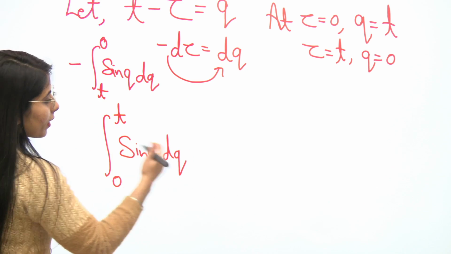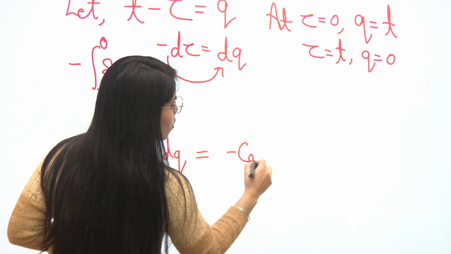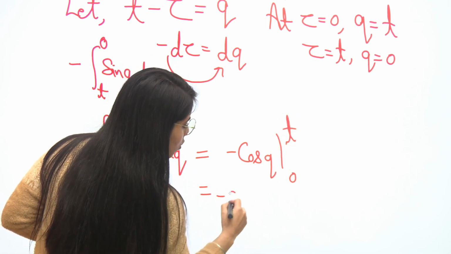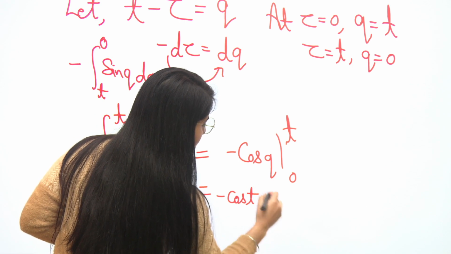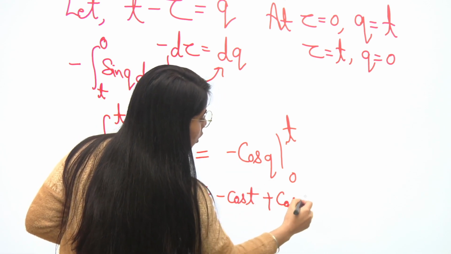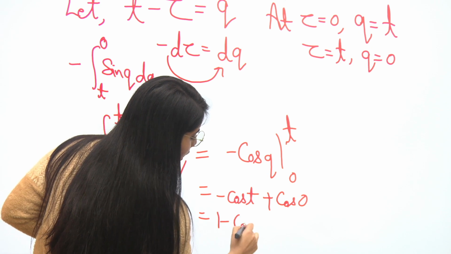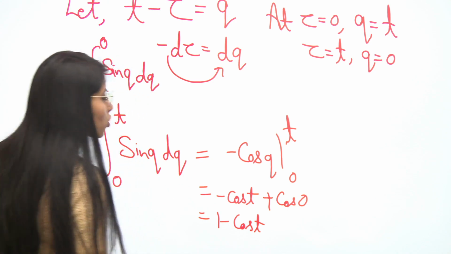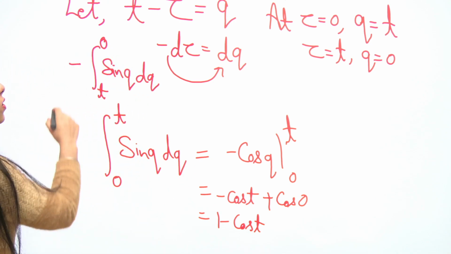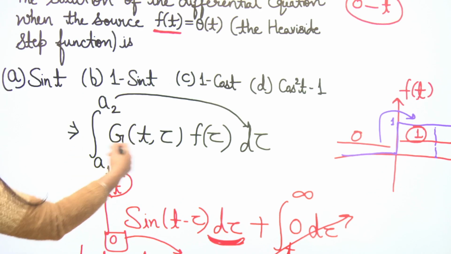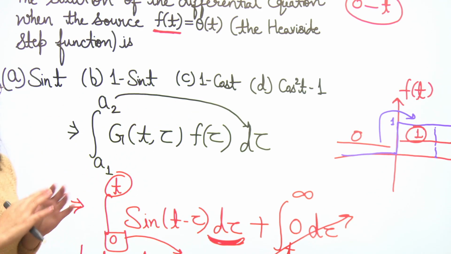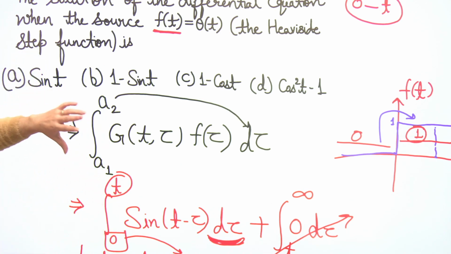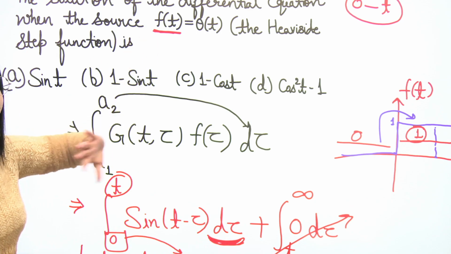Now integrate. The integration of sine q is minus cos q, with limits 0 to t. Apply the upper limit first, it will give you cos t, then minus and minus become plus cos 0, which is 1. So 1 minus cos t is the final answer. This is how you are going to get the answer for this question or any similar question. The main thing in this question was this particular formula. If you know it, you can simplify any such question and it will be easy to solve. So the right answer is option C, which is 1 minus cos t.